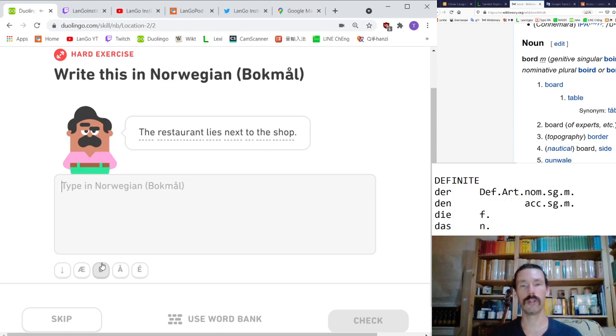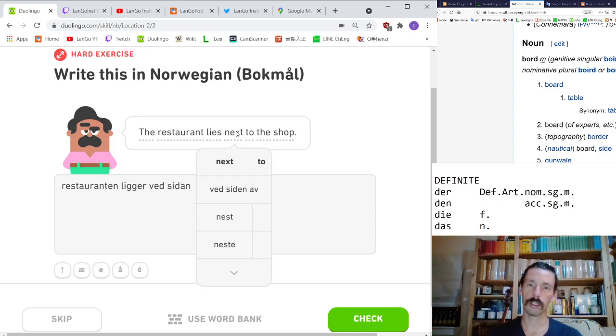The restaurant lies next to the shop. So, same spelling, restaurant. Indefinite. Ligger. Lies, intransitive. Ved. Against. Siden. So, English side, German Seite. Of. And then butikken from the French noun, which is ultimately from Greek, for shop.